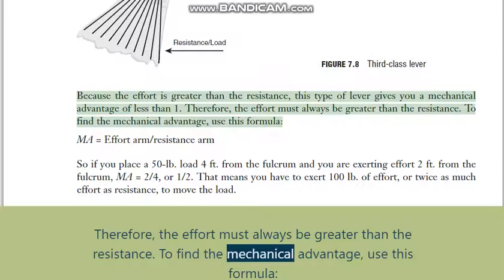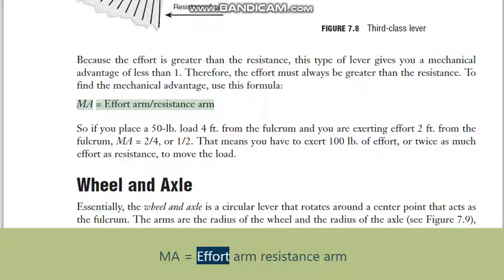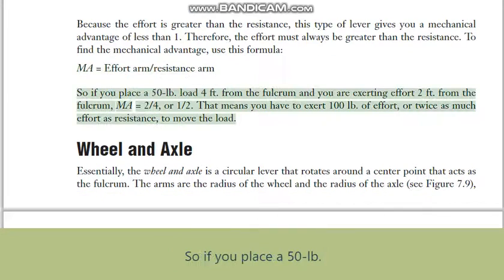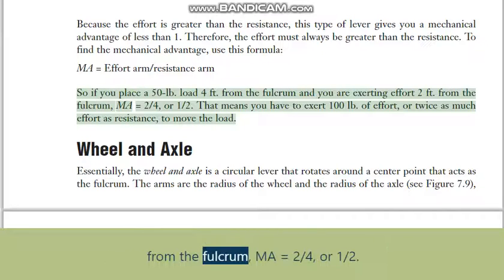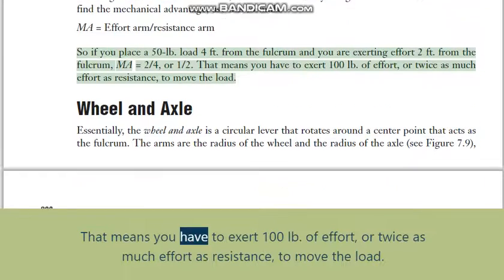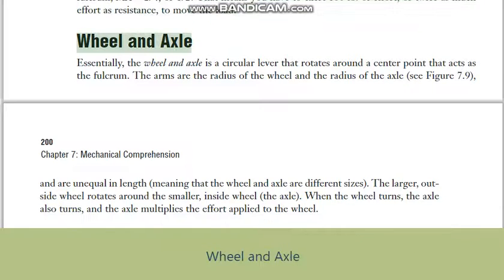To find the mechanical advantage, use this formula. MA equals effort arm over resistance arm. So if you place a 50 pounds load 4 feet from the fulcrum, and you are exerting effort 2 feet from the fulcrum, MA equals 2/4, or 1/2. That means you have to exert 100 pounds of effort, or twice as much effort as resistance, to move the load.